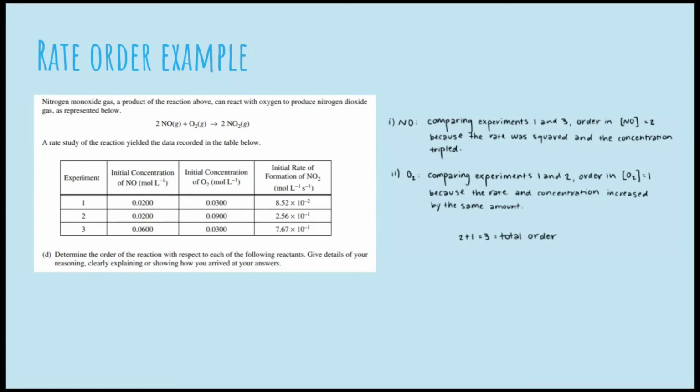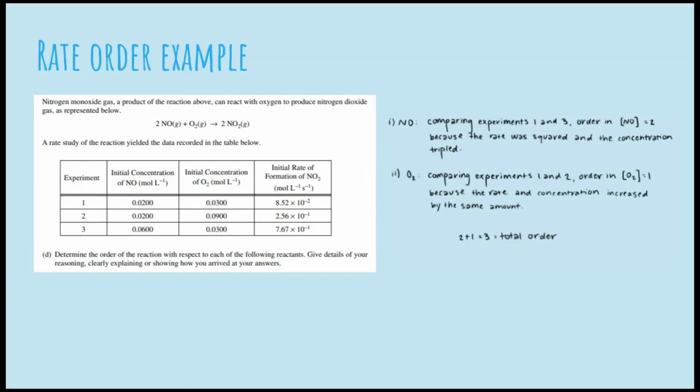So we have the two reactants listed, NO and O2. For NO, comparing experiments 1 and 3, which you have to compare two experiments in order to come up with an answer, the order in NO is equal to 2 because the rate was squared and the concentration was tripled. Like we said, the one was squared and one was tripled, as it was mentioned on the slide before.